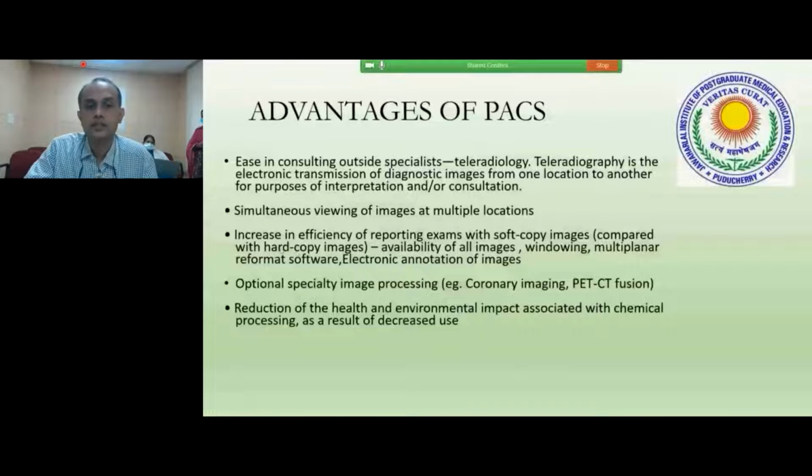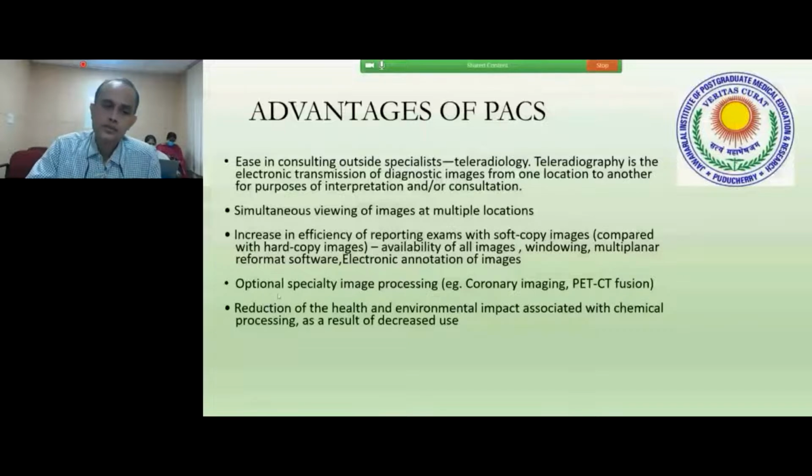Also, there is an increase in efficiency of reporting when we use soft copy images instead of hard copy images. Because with hard copy images, the filming is done by the technician and many times some important images may be missed. Whereas with the soft copy images available in the PACS, all images are available with the radiologist. Because of that, multiplanar viewing is possible, electronic annotation is possible, and windowing can be changed either to bone window or lung window to suit the viewer's requirement.